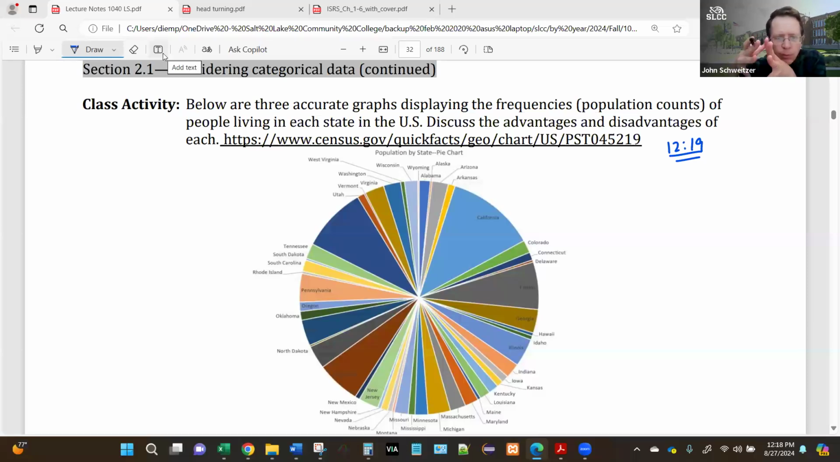Okay, so help me out here. Who can tell me something about the pie chart? Did you like it? Did you dislike it? Maybe definitely tell me something bad about the pie chart, and then if there's something good about it, you can tell me that too.